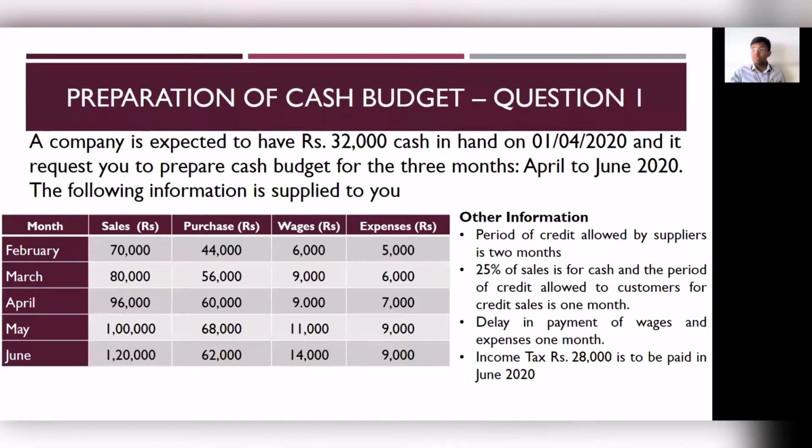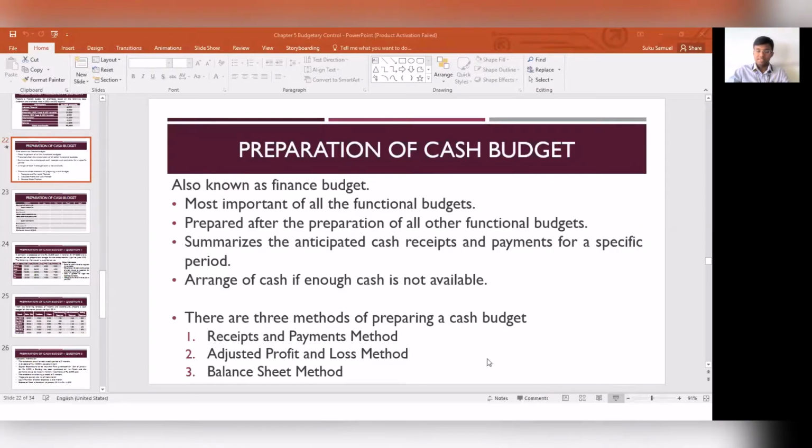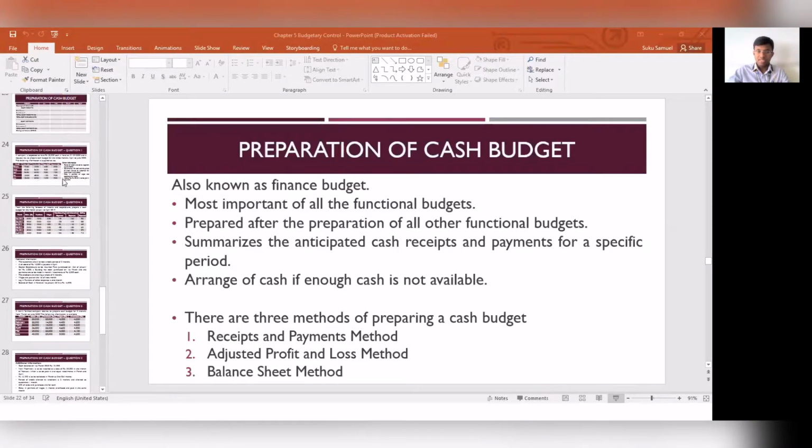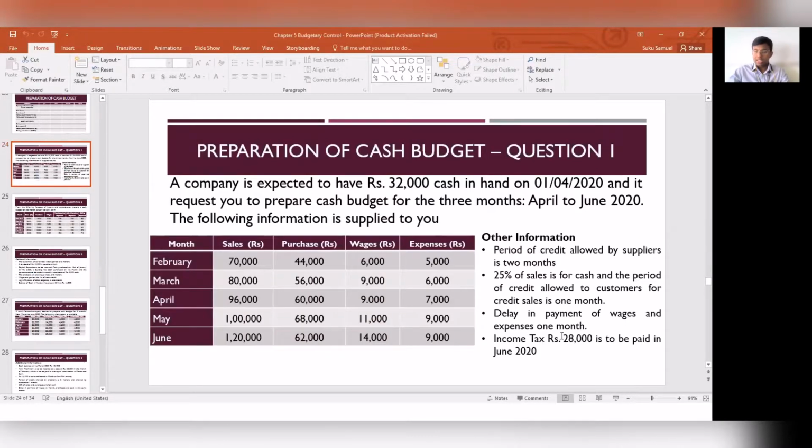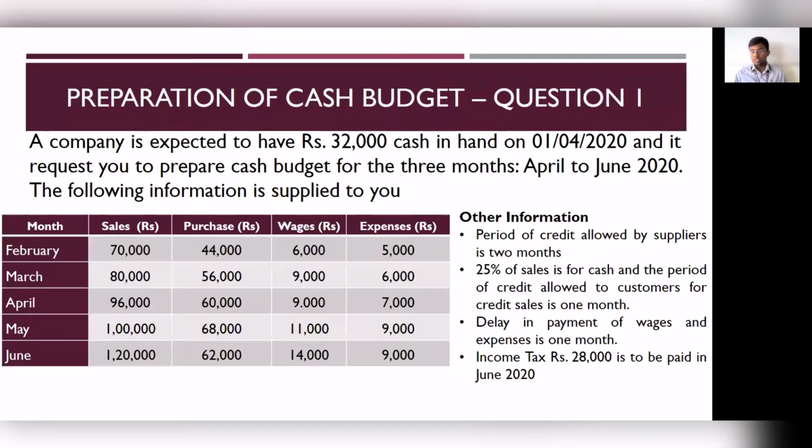Delay in payment of wages and expenses is 1 month. So there is 1 month delay when it comes to payment of wages, when it comes to payment of expenses. Next point is that income tax is to be paid in June 2020. So 28,000 you have to pay in June 2020. So this is what is covered in this question.